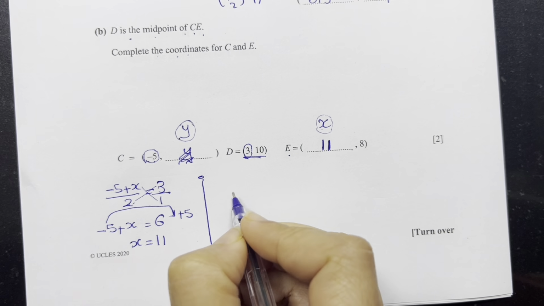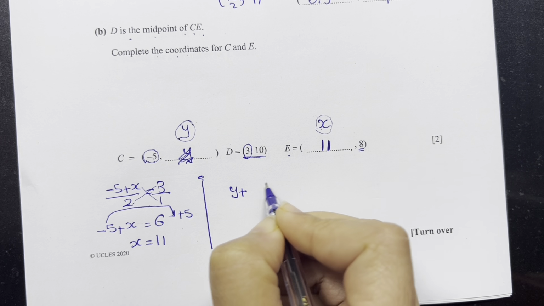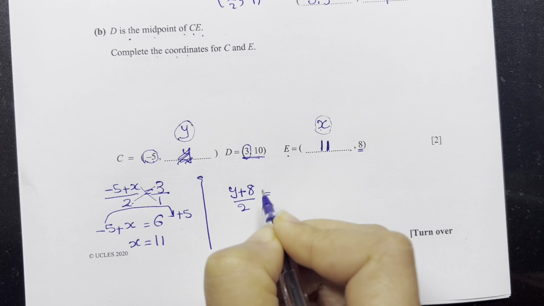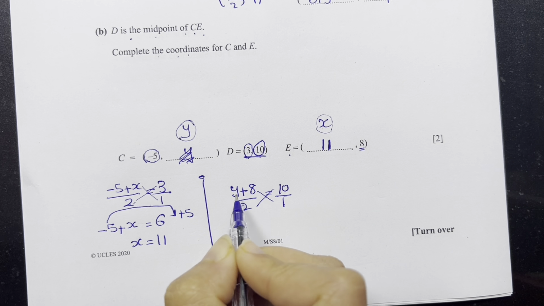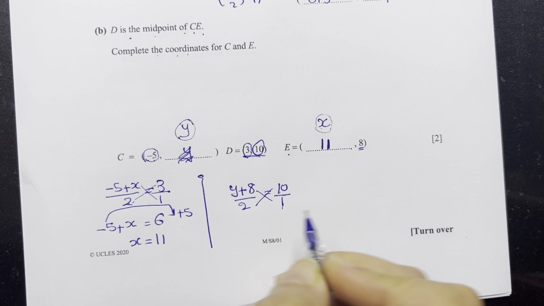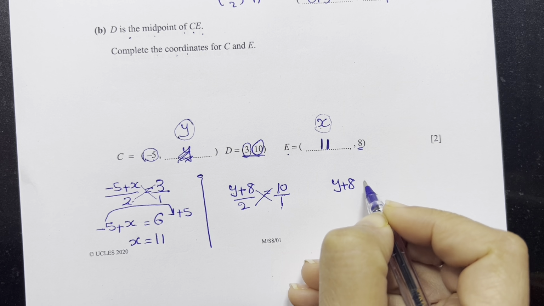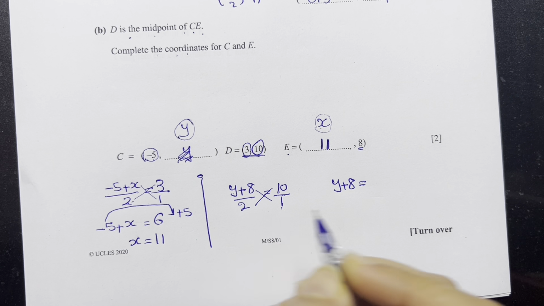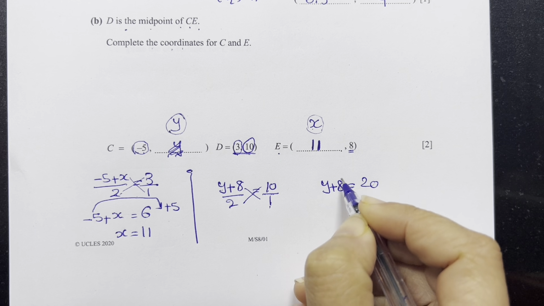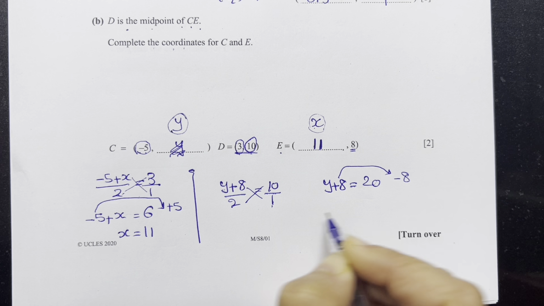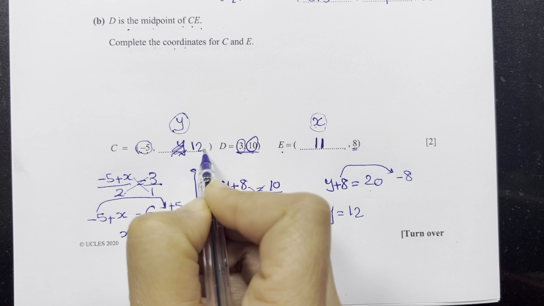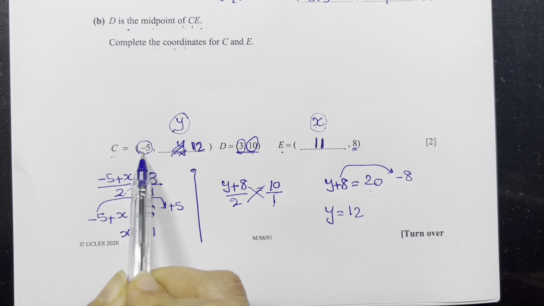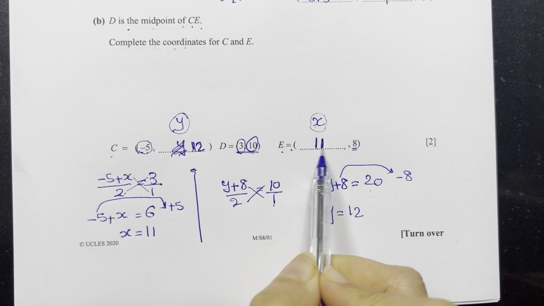So y plus 8 divided by 2 equal 10. So make it over 1, crisscross. y plus 8 multiplied by 1 will give me y plus 8 equal 10 multiplied by 2 will give me 20. Send this to the other side by -8, so y will be equal 20 minus 8, 12. So here I can write 12. So C is (-5, 12), and E is (11, 8).